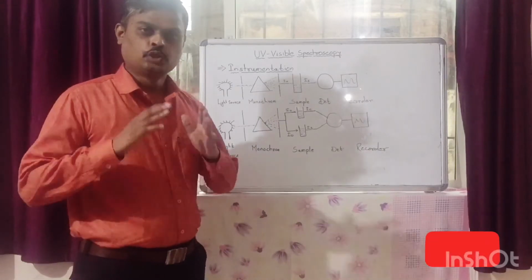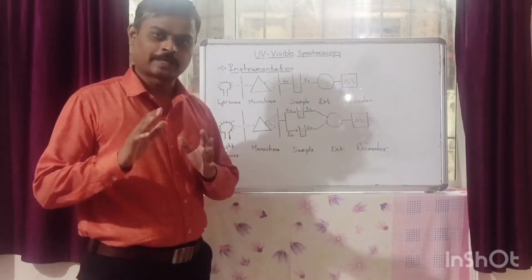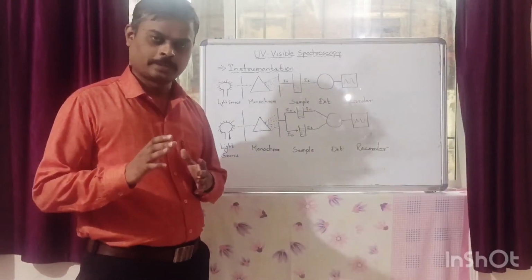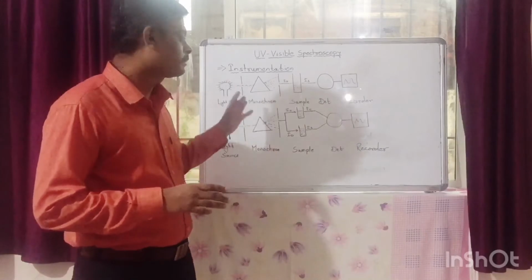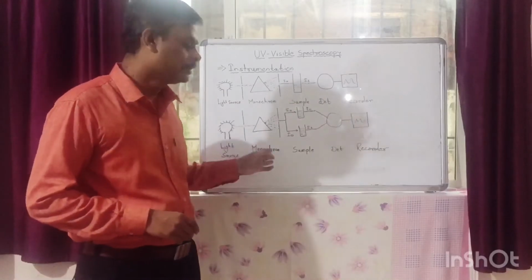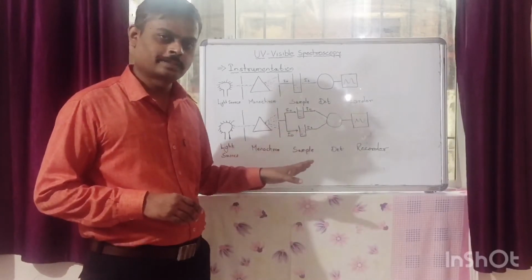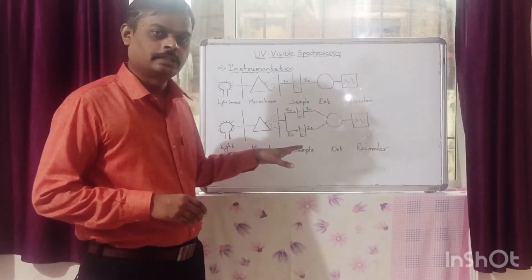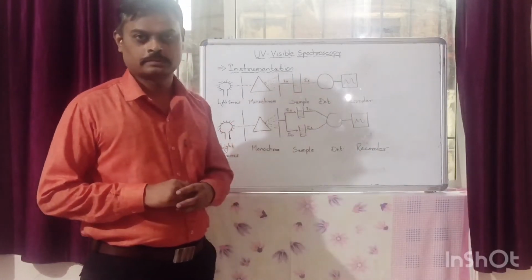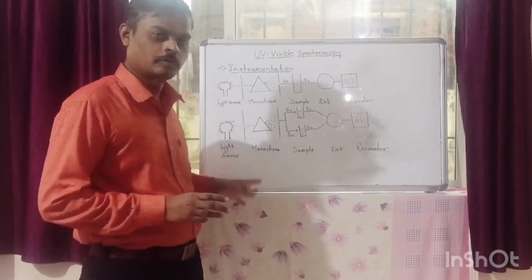The instrument used to study UV visible spectroscopy is called a UV visible spectrophotometer. There are two different types of UV visible spectrophotometers available in the market. The first type is the single beam spectrophotometer and the other is the double beam UV visible spectrophotometer. The double beam is the advanced one and has an edge over the single beam. We will go through the instrumentation of both types of spectrophotometers.